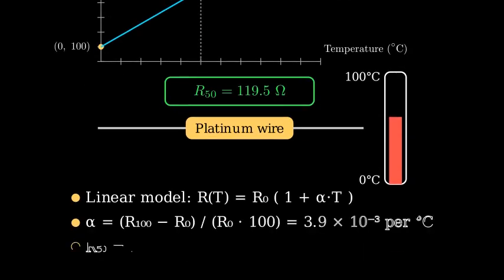Summary. When resistance varies linearly with temperature, we can write R of T equals R sub 0 times the quantity 1 plus alpha T. Using the 2 given data points, we solved for alpha, and then found R sub 50 to be 119.5 ohms. This linear model is an excellent approximation for platinum over this range.